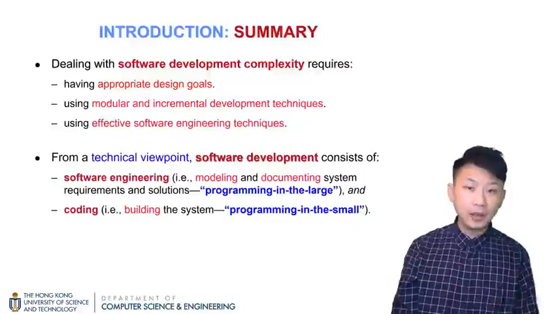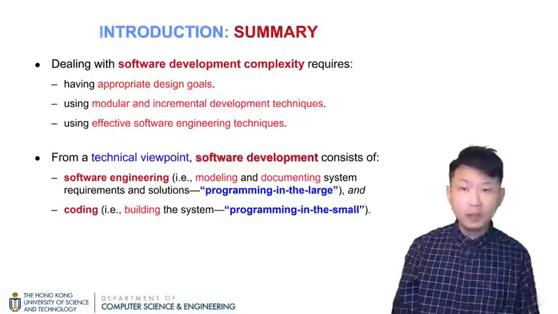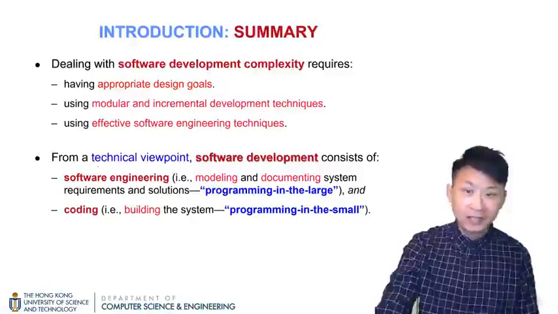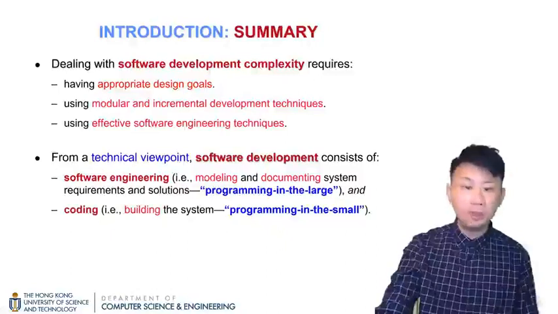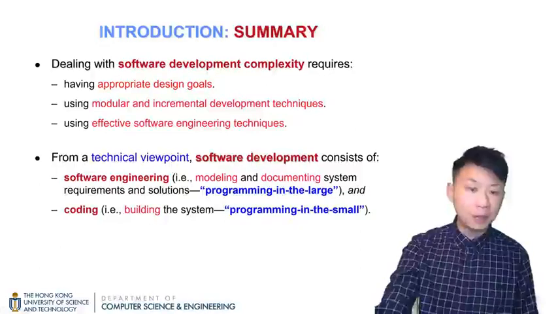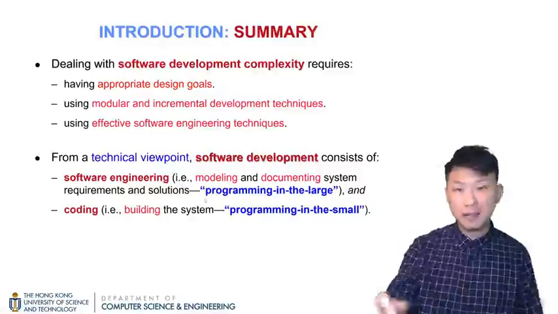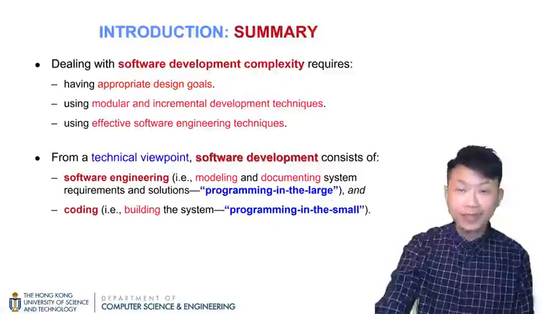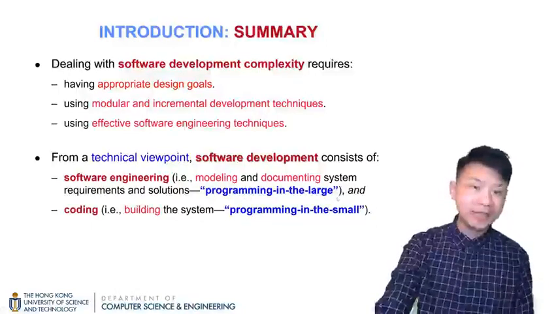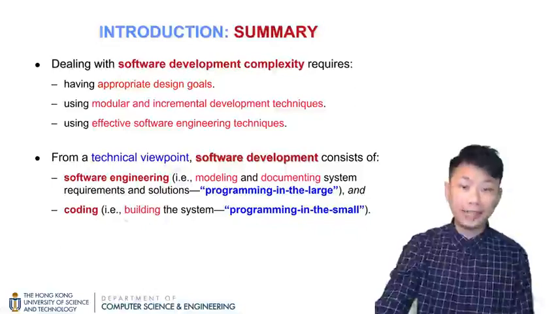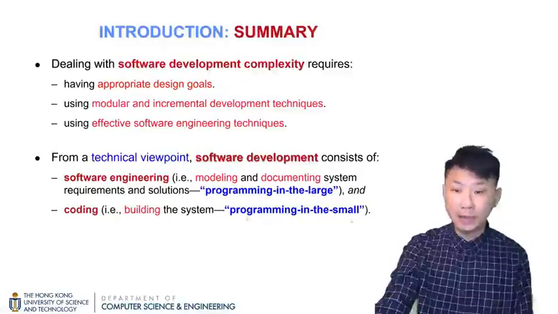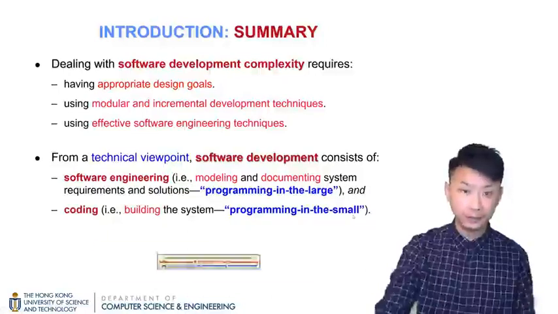From a technical point of view, there are 2 things that we have to do within a software engineering project. First thing is software engineering. That means we have to build models, we have to document the system, and keep track of all the requirements and all the solutions that we have come up with within the project. And this is what we mean by programming in the large. And also another thing that we have to do is, of course, coding. Okay, building the system. And this is what we mean by programming in the small, coding.